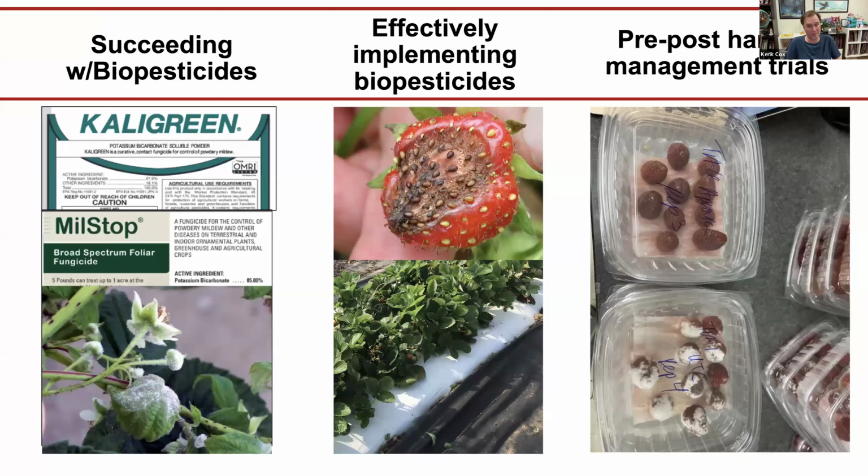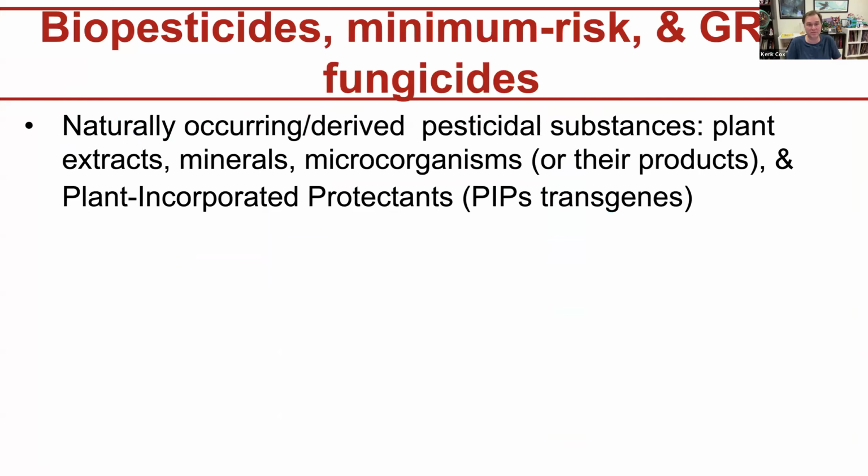They're becoming more popular. The various agencies are reducing our ability to use multi-site fungicides and other types of more traditional conventional fungicides. And a lot of consumers really want us to start using biorationals, biopesticides. So I'll talk about how to succeed with them, how to implement them, and then I'll show a bunch of the data, and then we'll move to fruit rots, which I think is another topic that people are interested in.